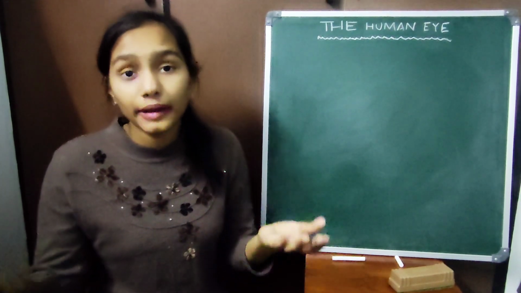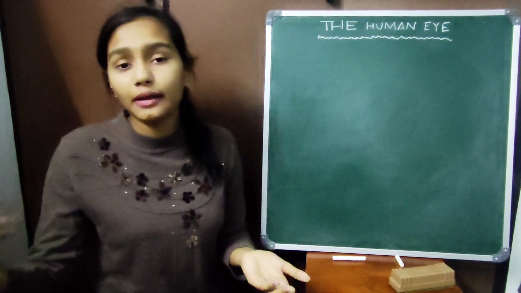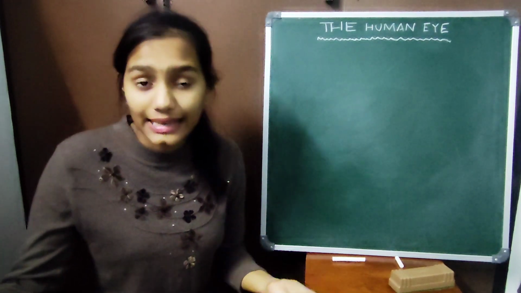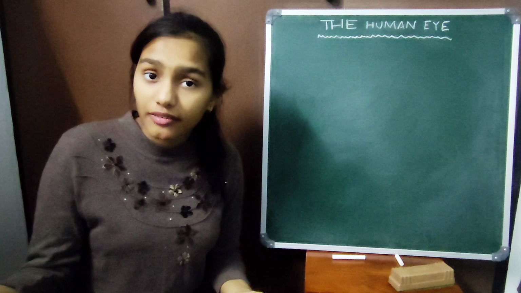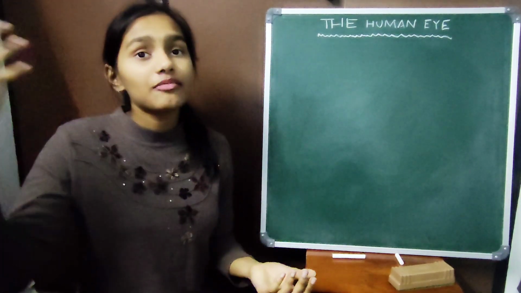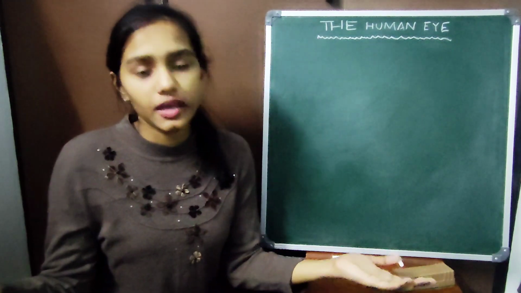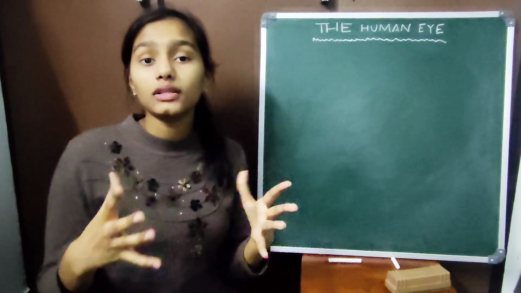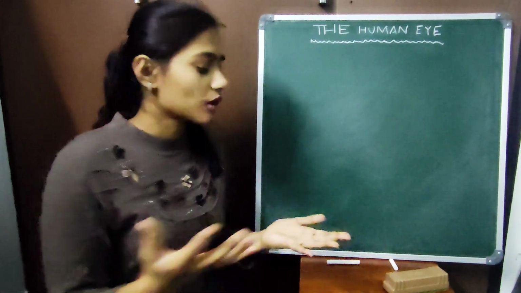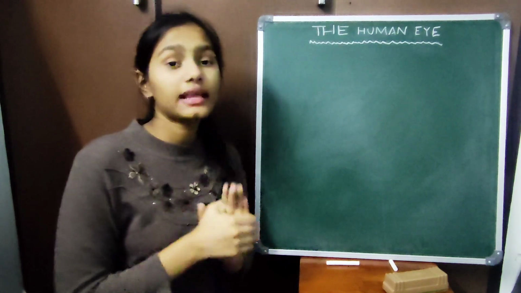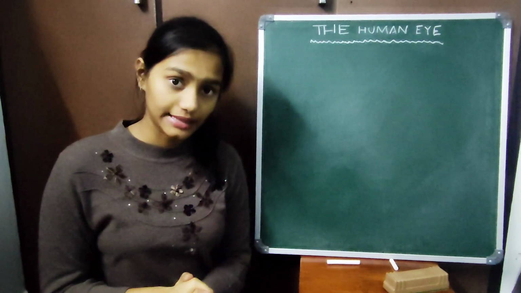Imagine the people who are blind by birth or who are blind because of any mishap or accident. Imagine how difficult their life must be. They wouldn't be able to see the colorful world. So, let's keep these questions aside and delve deeper into what our human eye is. I will make a diagram of the human eye and explain the different parts of the eye.